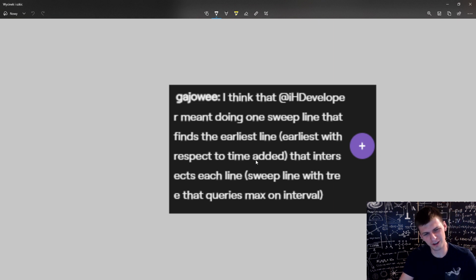I think you're right. So for every line, among all the intersection it produces, I want to know the minimum time, right? Not maximum. Max on interval. I don't know why it's max on interval. That's also a lot of work with some compression. And I'm not sure about details.